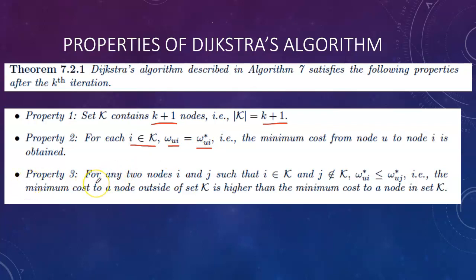Thirdly, for any nodes i and j such that i is in kappa but j is not, the final minimum cost of i is not more than the final minimum cost of j. That is, the minimum cost to a node outside of set K is higher than the minimum cost to a node in the set K. So this tells us that Dijkstra's algorithm iterates on the path length. As Dijkstra's algorithm runs, we include nodes that are further and further away from the source.